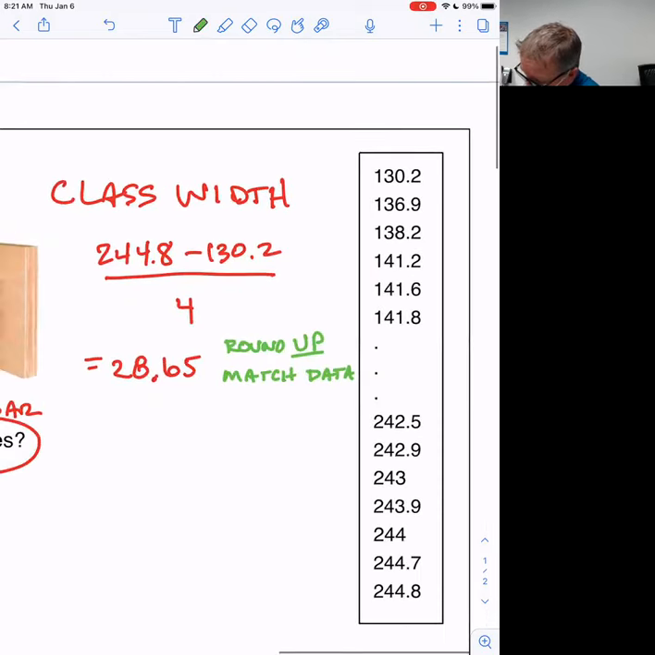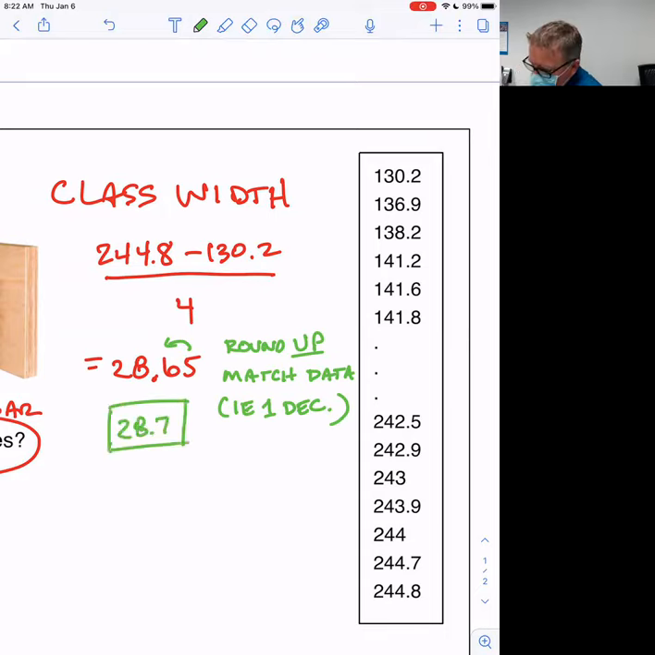Good question. Neither. No, you're right. The second one was right, sorry. Because I need it to match the data, in this case, one decimal. So this 5 is going to round that 6 up to a 7. So my class width is actually 28.7. So round up does not always mean round up to the nearest whole number. It means round it up to whatever the next decimal is.